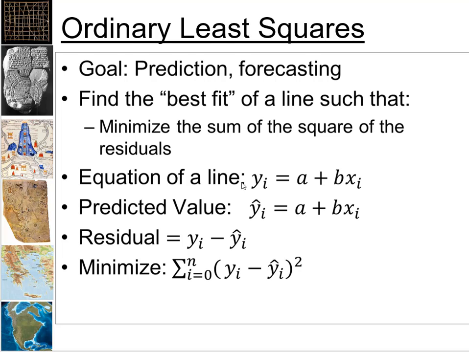That is the sum of the square of the residuals. So this equation that we're going to try and minimize is the sum of the square of the residuals. And least squares applies to finding the least sum of the squares. Okay? Ordinary is just the name of the approach.